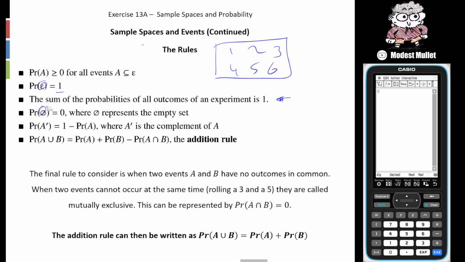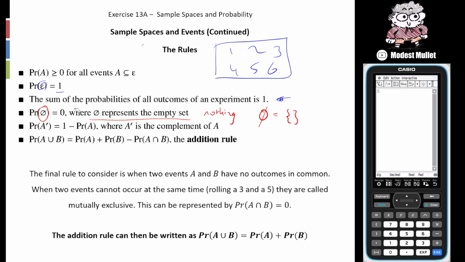Probability of the empty set. This symbol here represents the empty set, which means effectively nothing. So you could write it as the empty set is equal to nothing. And the probability of that is going to be 0 because there's nothing in it. It's not even saying 0, it's nothing. So the probability of that occurring is 0 when we have some form of event occurring.